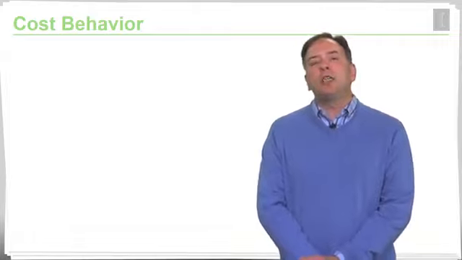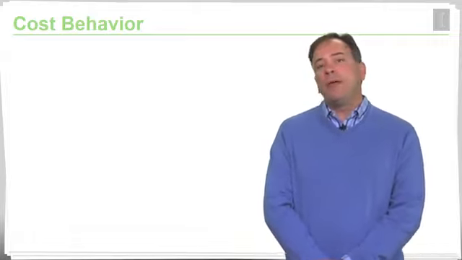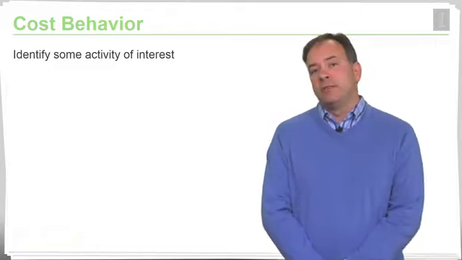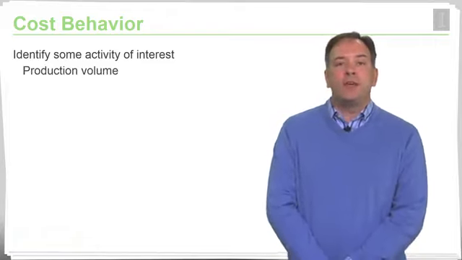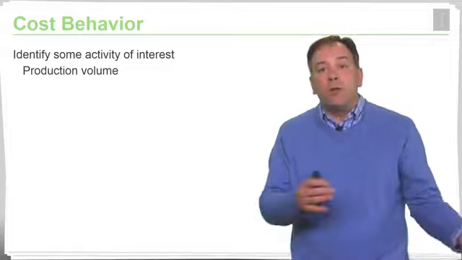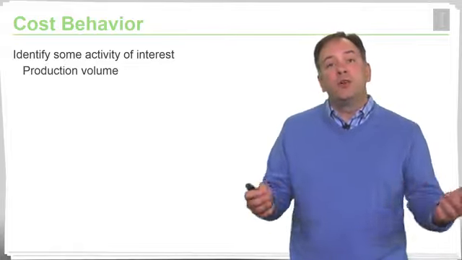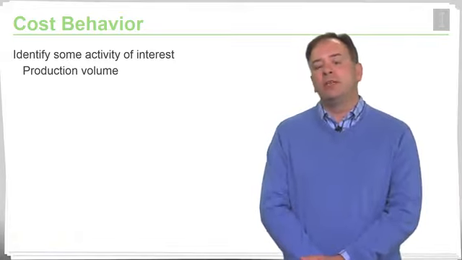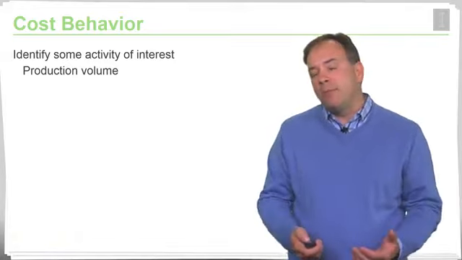Now, when we think about cost behavior, there's a first step that we need to identify, and that is the activity of interest. In many situations, we might consider that to be production volume. What will our production volume be during a given time period? Higher or lower? That would be the activity of interest. But it doesn't necessarily have to be production.